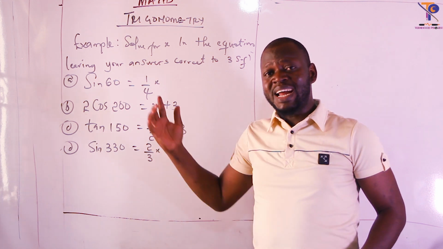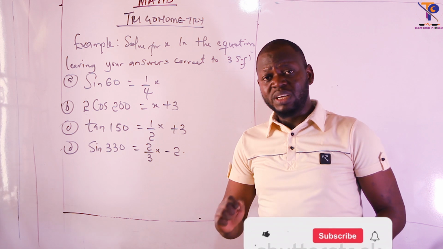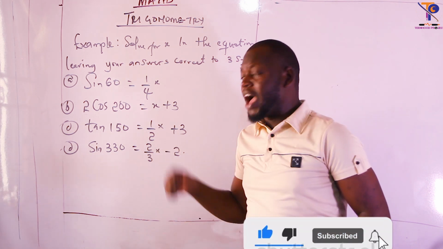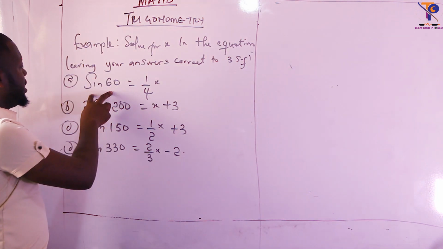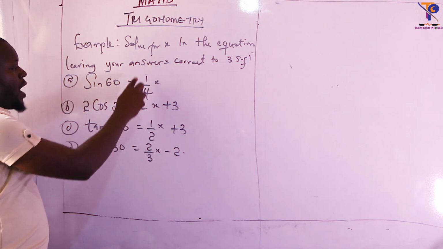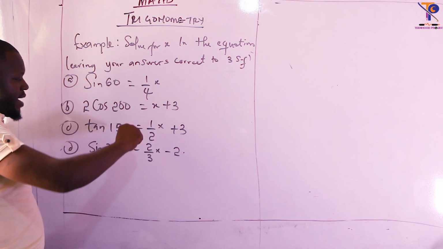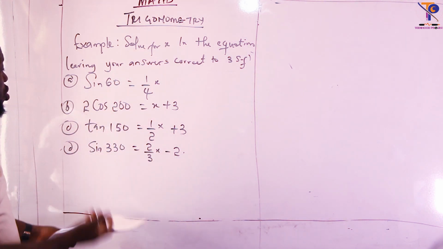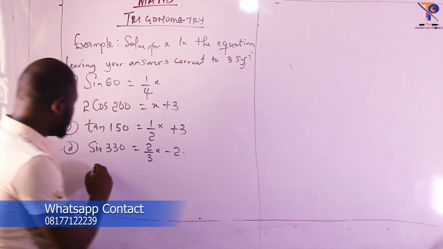Let us see how we can attend to this question with our calculator or our four-figure table. Then we can proceed from there. Question 1 says sine 60 is equal to 1 over 4x, and we are solving for x. This is just a normal equation, that is how we are going to attend to it.